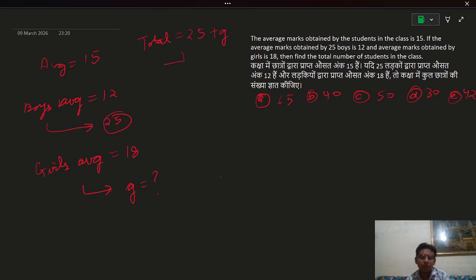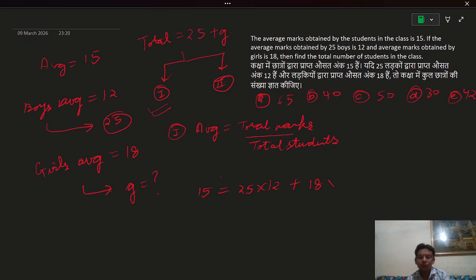इसको करने के देयर आर टू मेथड्स, मेथड 1 एंड मेथड 2. पहले ट्रेडिशनल मेथड देखते हैं. मेथड 1 क्या करेंगे? How is average calculated? Average is calculated as total marks upon total students. Here average marks is 15. Total marks are 25 into average for boys, which is 12, plus average for girls is 18, and number of girls is G. And the total number of students will be 25 plus G.